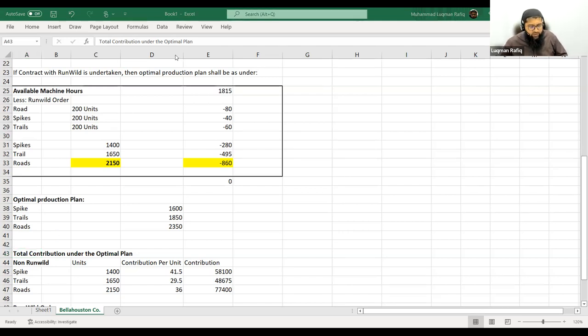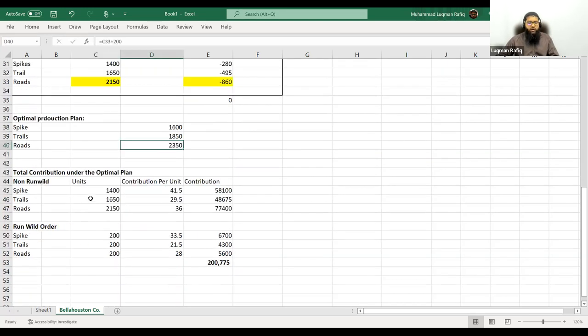Okay, now see, when you have to establish the optimal production plan, how do you go about doing that? The first thing is that you need to understand you've got 1815 machine hours available. The 200 units each is going to be used for the Run Wild order, so we have used the machine hours, number of machine hours multiplied by 200. Then spike says 1400 is the demand, trails is 1650, and the balancing figure at the end of the day had to be zero. So 860 was the balancing figure. Per unit, it's 0.4. So if 860 hours are available, divide by 0.4 gives you 2150. So the optimal production plan is going to be 1400 plus 200, 1650 plus 200, 2150 plus 200.